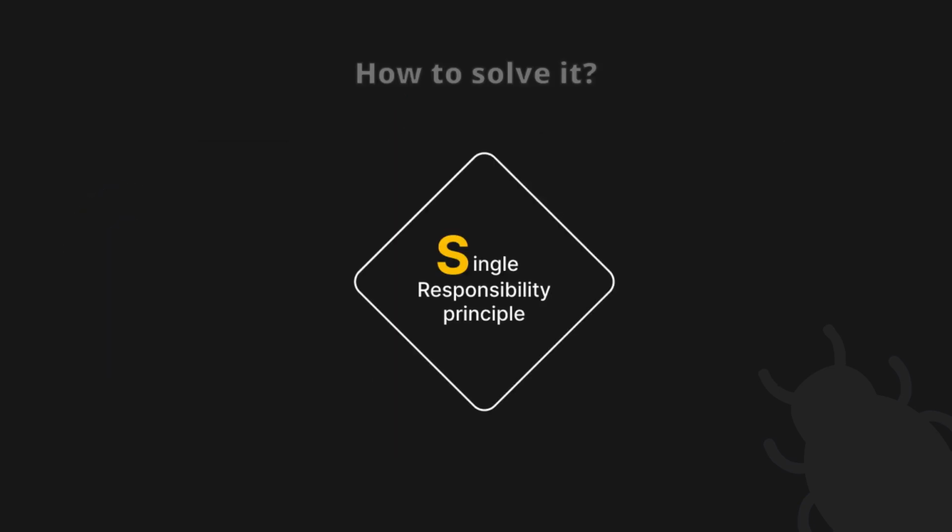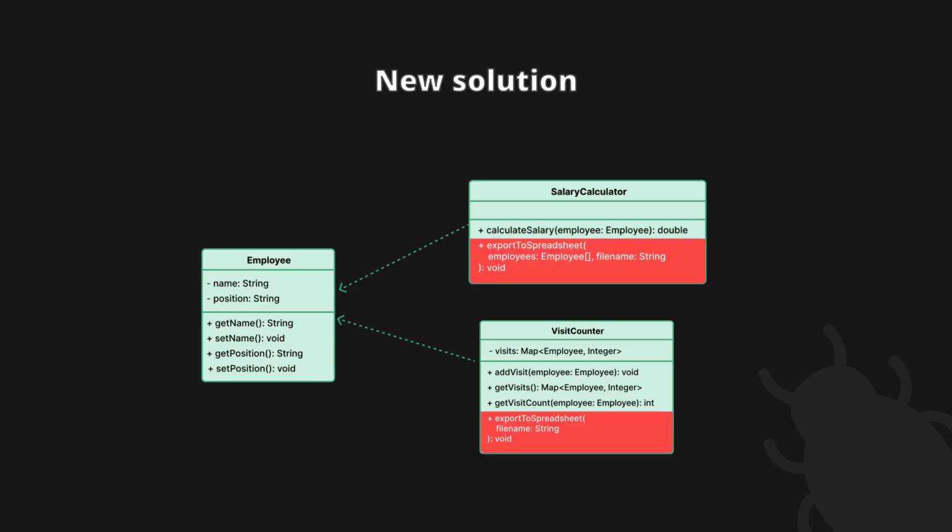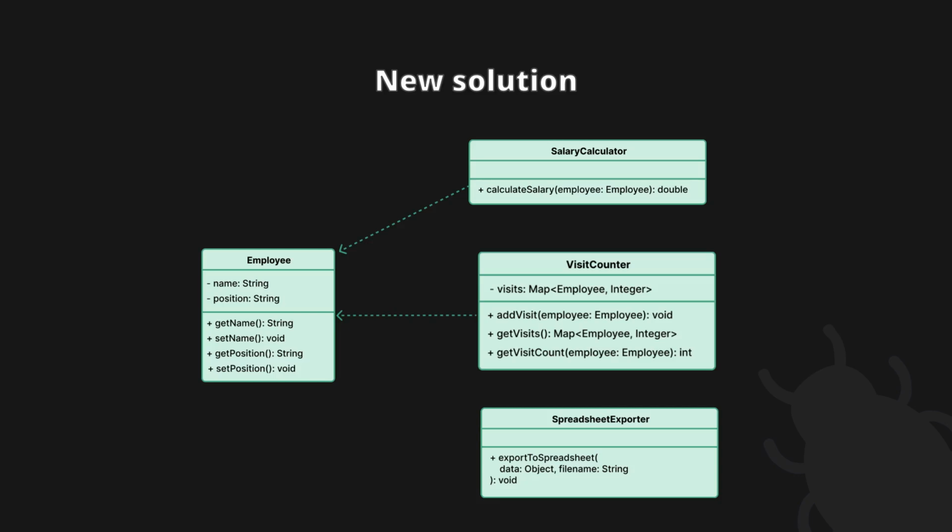To solve this, we will apply the principle of single responsibility. Both the salary calculator class and the visit counter class have 2 responsibilities and may contain duplicate code. In order to resolve this issue, we will create a new class that is specifically responsible for exporting data to spreadsheets.